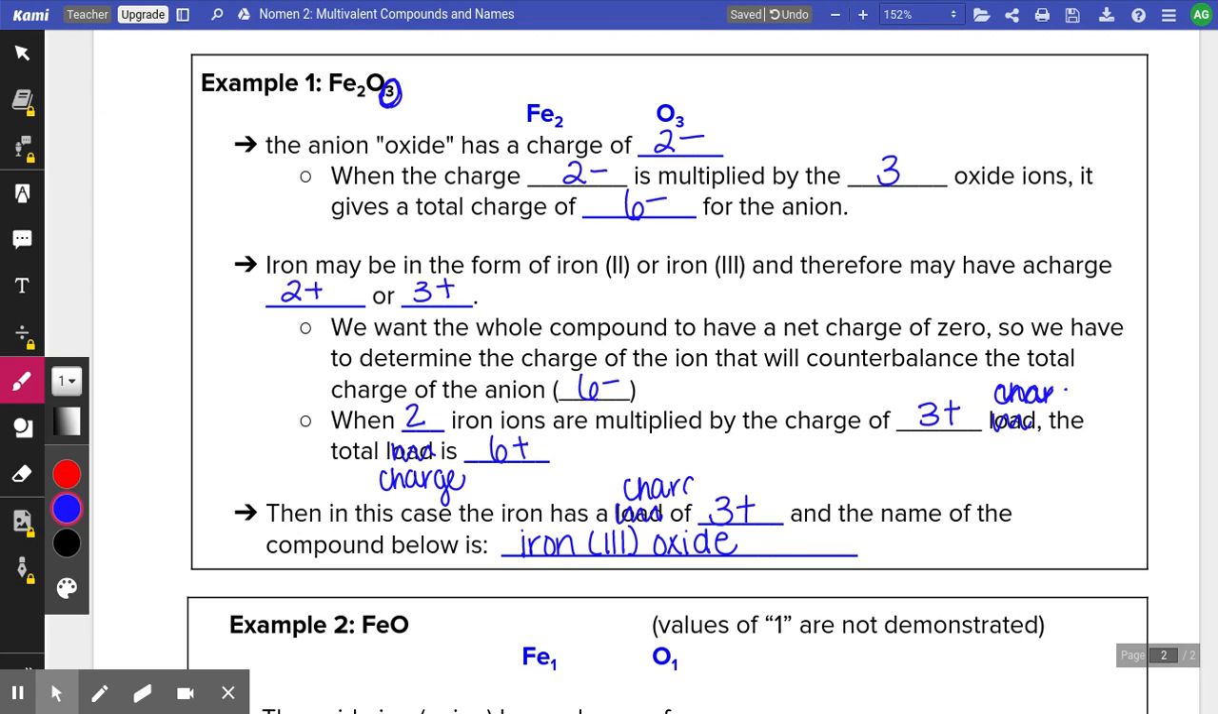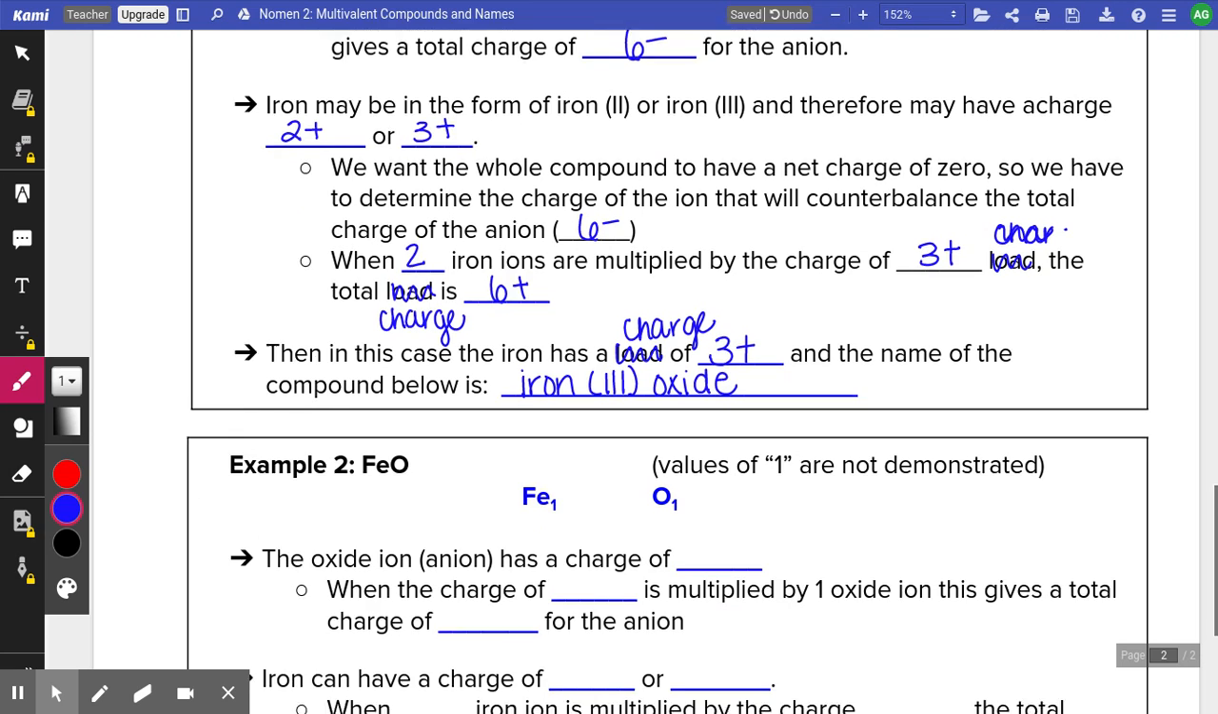Okay, I'm sorry about this. There's a whole bunch of loads here instead of charges. I'm not really sure why.